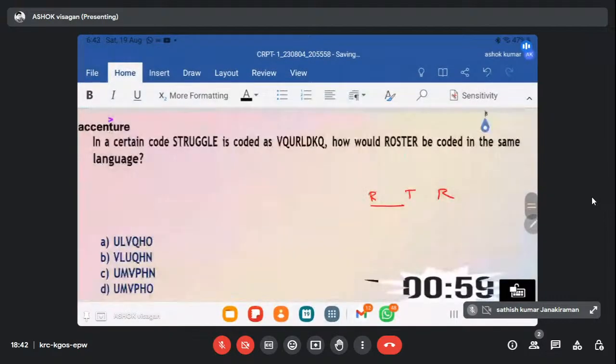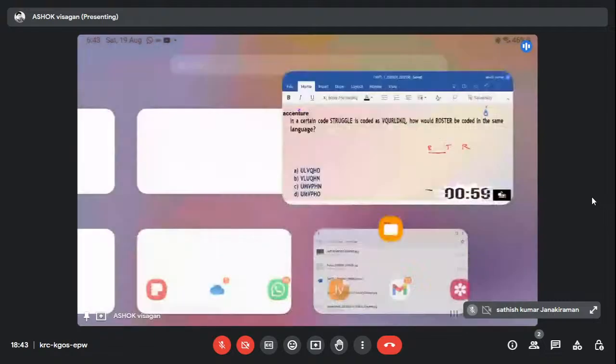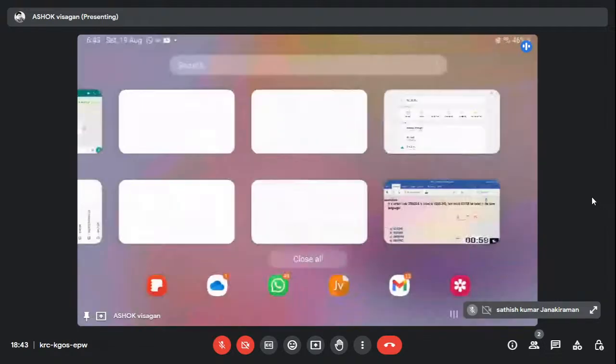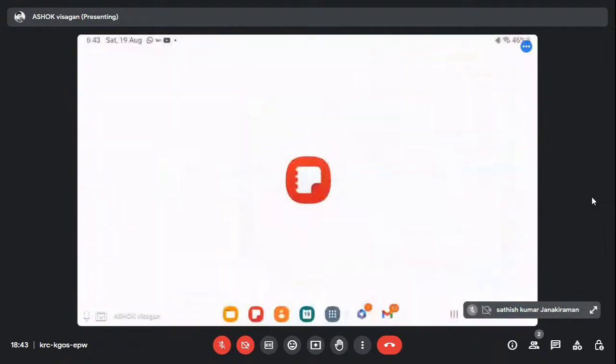Struggle is coded as VQURLDKQ. Options are also given. Here if you check the number of letters, struggle, how many letters are there? S-T-R-U-G-G-L-E, 8 letters. But in roaster only 6 letters are there. So how to find out the answer for this? This is what I told you earlier. You need to be very careful whenever the number of letters is changing. So first, take the word struggle individually.